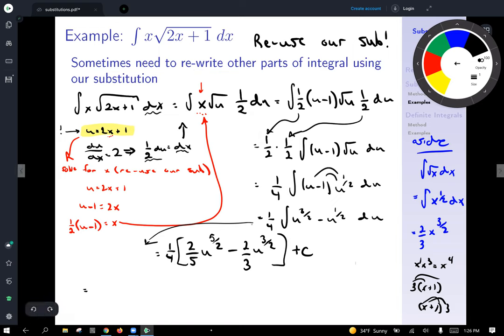Ready? Equals 1/4. I didn't realize I was going to need this much room, but it was a good choice to go to the left here. 1/4, big square bracket. I'm going to switch to a round parenthesis for no reason other than I just like them better. 2/5, little round parenthesis, because we're about to reverse that u substitution. Got to go back and remember where it is. Happily, I highlighted it in yellow. Circling them on your paper is kind of good practice. 2x plus 1 raised to the 5/2 power minus 2/3 times the quantity 2x plus 1 raised to the 3/2 power, end parenthesis, plus c.